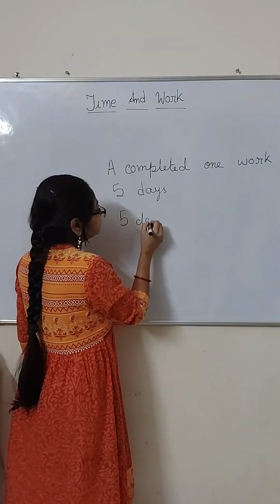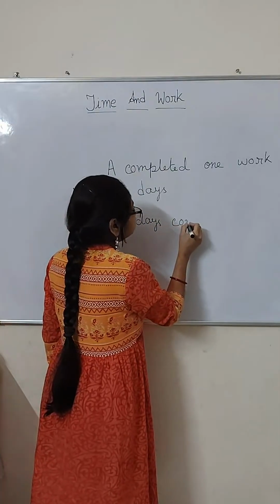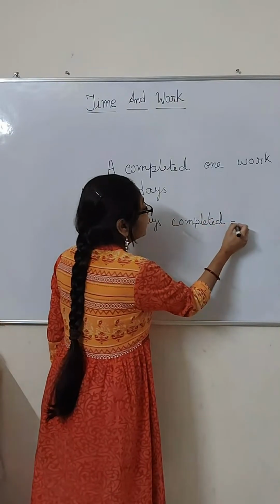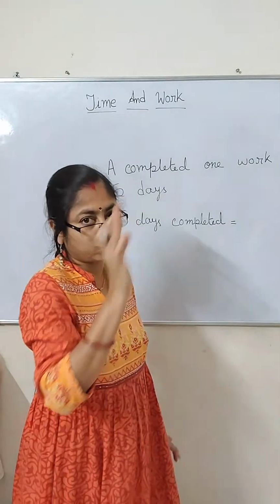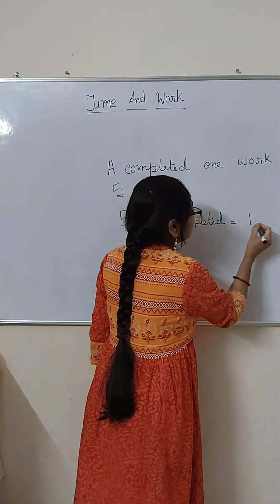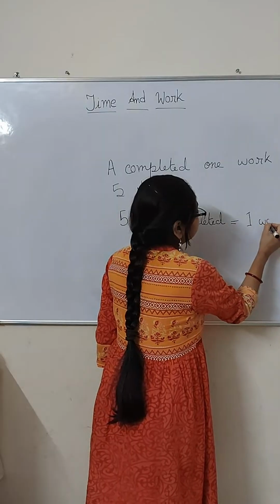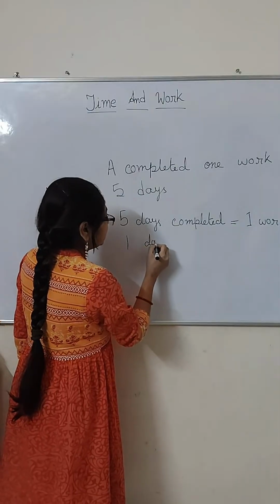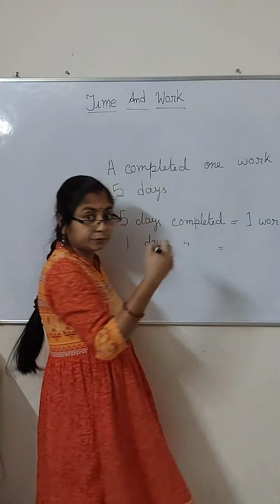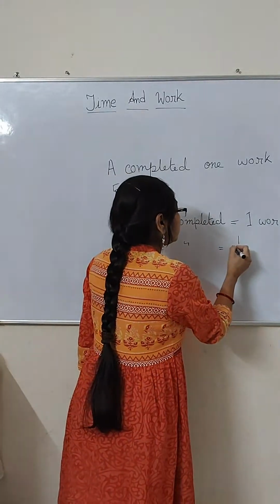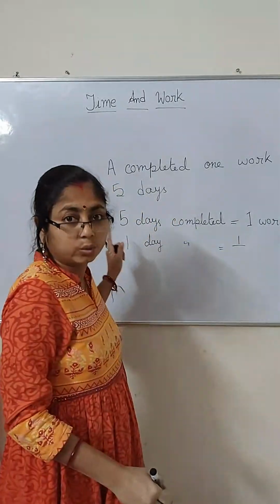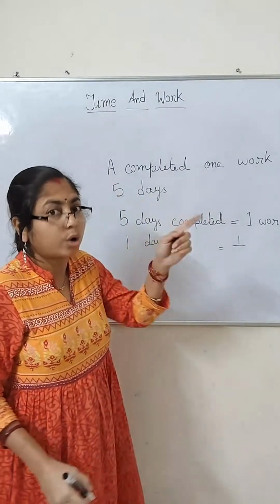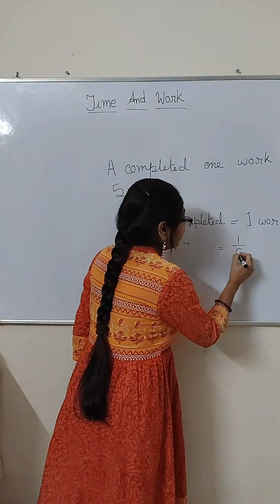5 days completed equal to how many work is there? Here the work is 1. So I can write 1 work. So 1 day completed how many part of the work? It is the unitary method. Where we write 1 in the down of that number, the upside number is always divided. So I write 1/5 part.